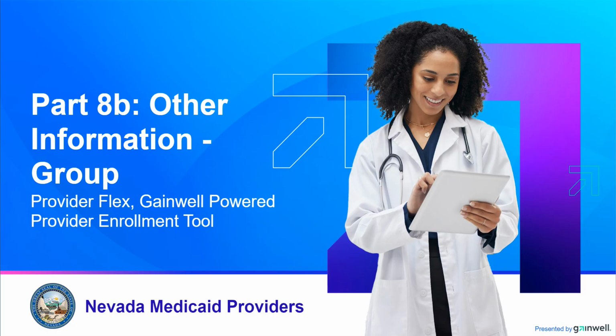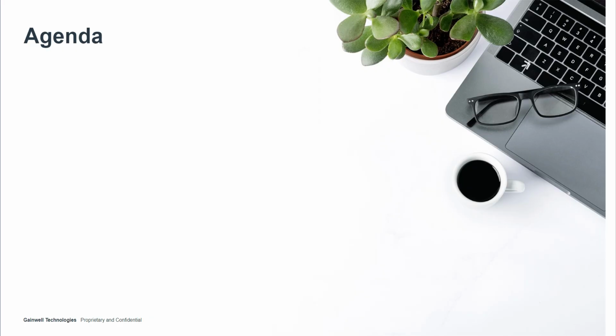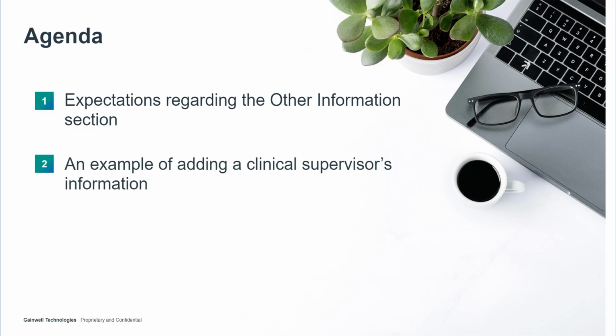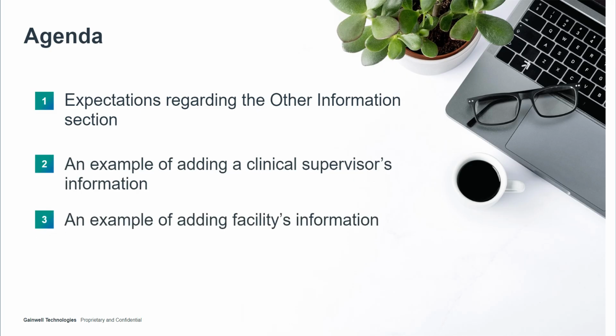This video will cover the Other Information for Groups section of the Enrollment Tool for Nevada Medicaid providers. First, this video covers expectations regarding the Other Information section of an enrollment application. Then, it discusses an example of adding a supervisor's information. Lastly, it discusses an example of adding a facility's information.